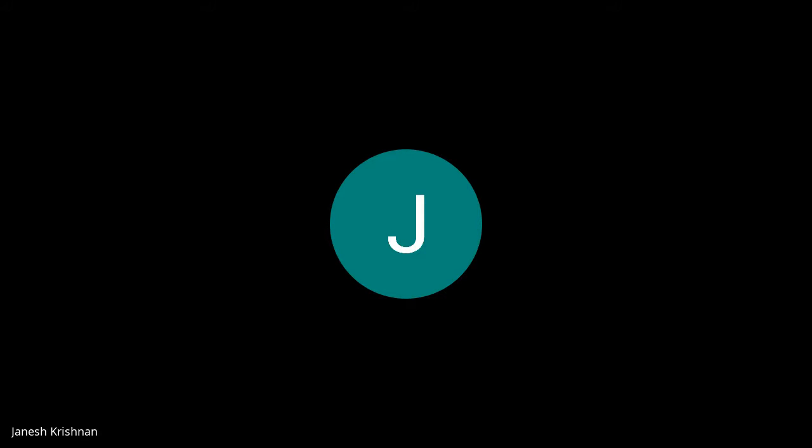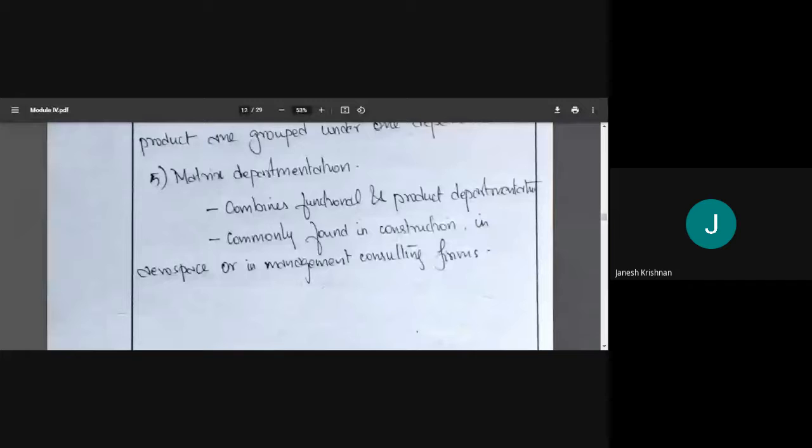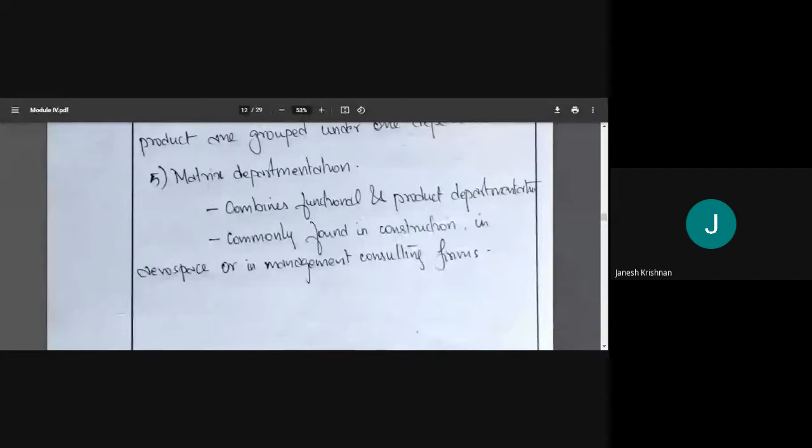Based on the product, when the product is a stadium, I am estimating the cost for building the stadium. When the product changes, the estimation changes. That is matrix departmentation.